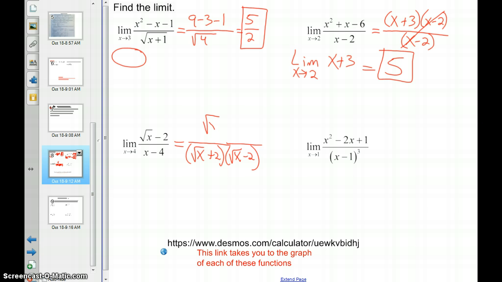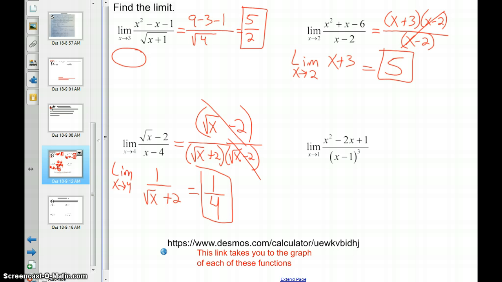So then with your numerator, we got common factors. Those will cancel each other out. What we're left with is 1 over the square root of x plus 2. Now plug in that x value of 4. So square root of 4 is 2. 2 plus 2 is 4. We got a 1 over 4.